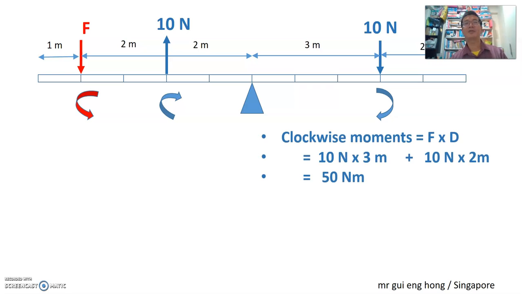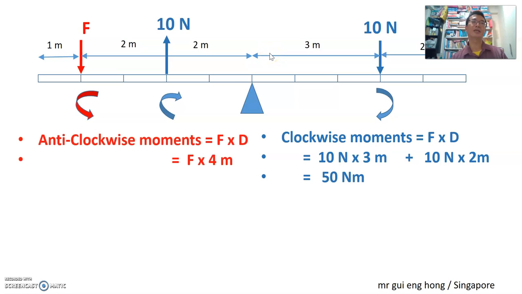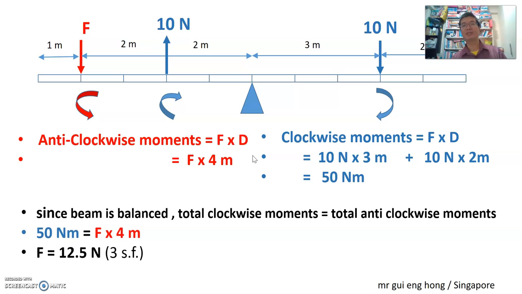So now, for the clockwise moment, there are two components, 10 times 3 and 10 times 2. And for the anti-clockwise moment we have F times D. Okay, so this D is 4 meter because the distance from the force to the pivot is 4 meter. Alright, this force to the pivot is 3 meter. This force to the pivot is 2 meter. Now, if we balance the total clockwise moment and the total anti-clockwise moment, we find that F must be 12.5.